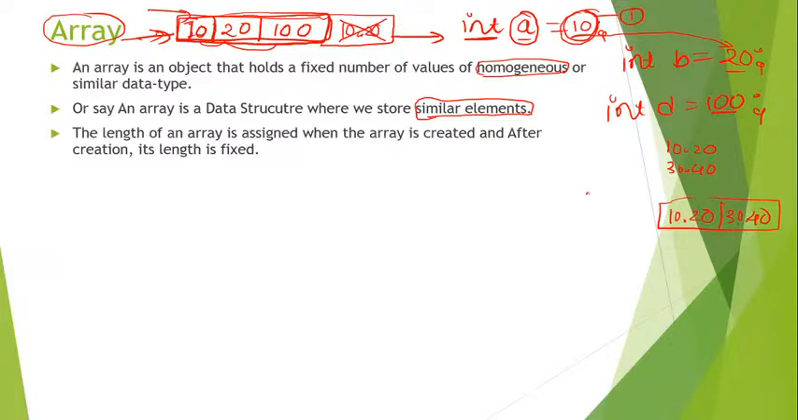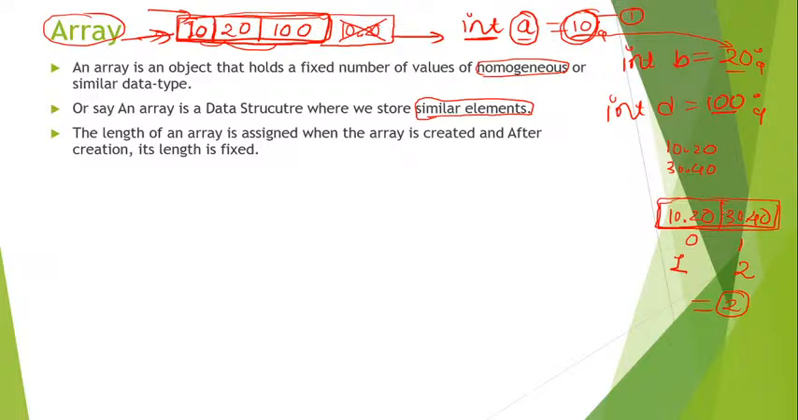After that, the length of the array is assigned when the array is created. Consider now I have created one array. What is the size of this array? The indexes are 0 and 1. But when we calculate the size, we count from 1: this is 1 and this is 2. So 2 is the size of our array.